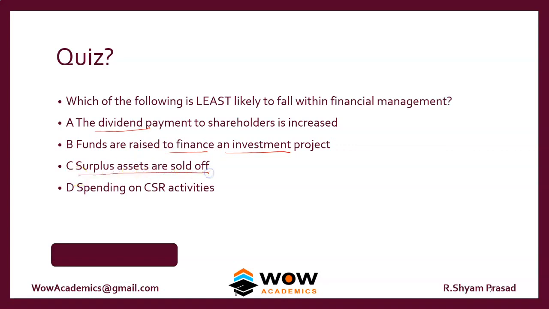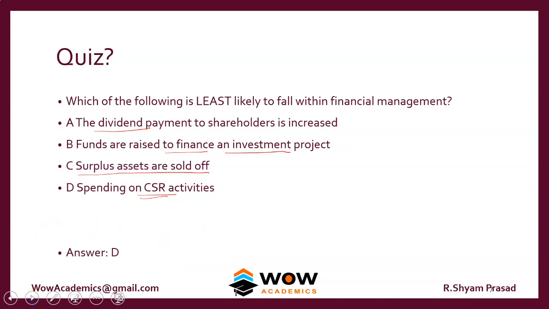C, surplus assets are sold off. Again, that involves reducing the investment and raising money, so that again is a financial element. The only remaining one is D, spending on CSR activities. CSR is corporate social responsibility, and CSR doesn't have much linkage with financial management. So the answer should be D. The option least likely to be a part of financial management is CSR activities. So we'll move on.